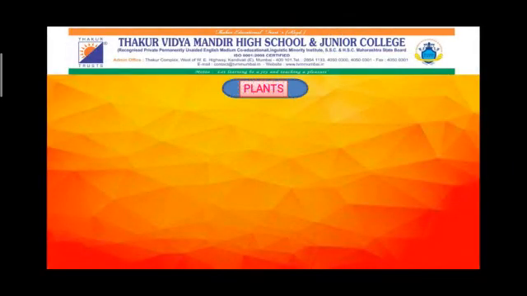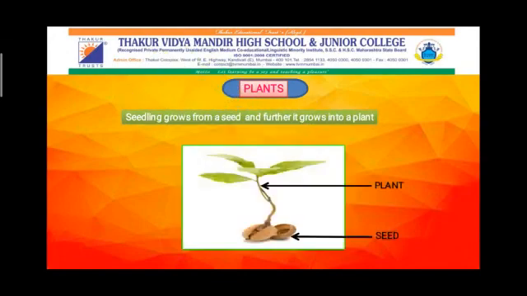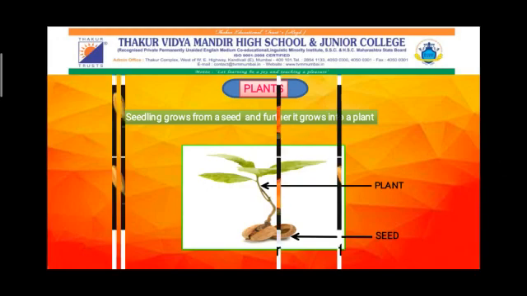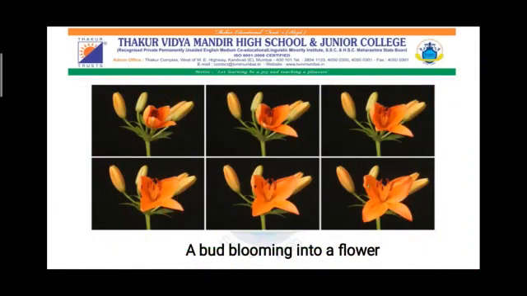Plants. Plants grow from seeds. A seedling grows from a seed and further it grows into a plant. This tells us that plants are living things. Plants need food also. Plants move too. For example, observe this picture. When a bud blooms into a flower, its petals open up. But such movements of plants are not easily seen.